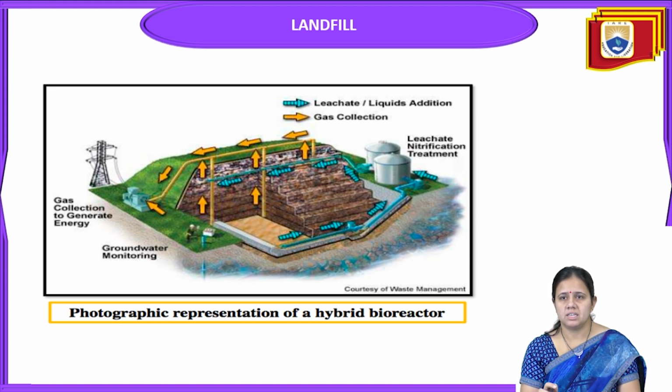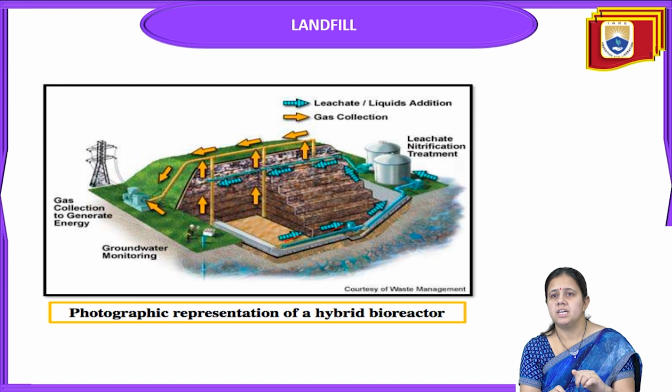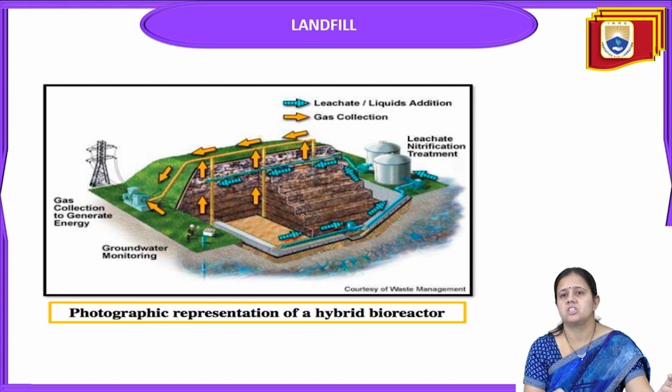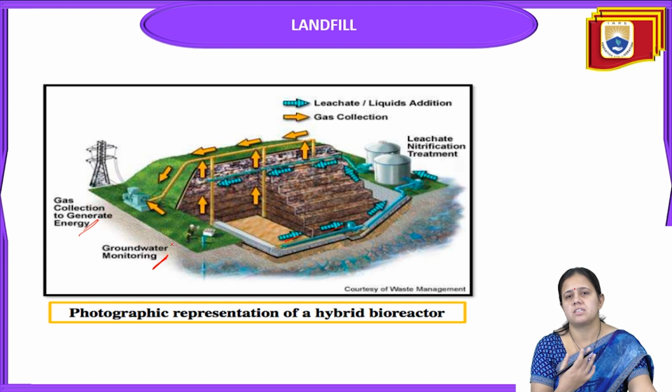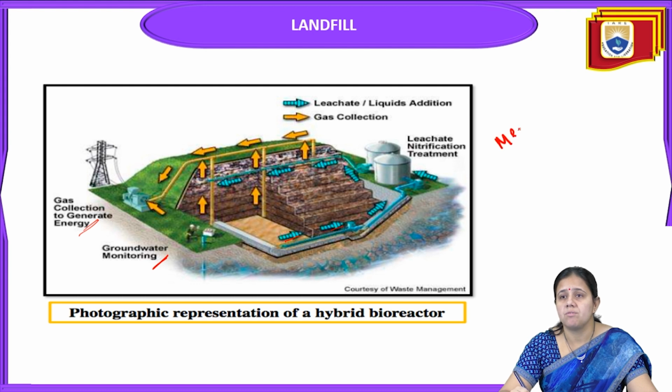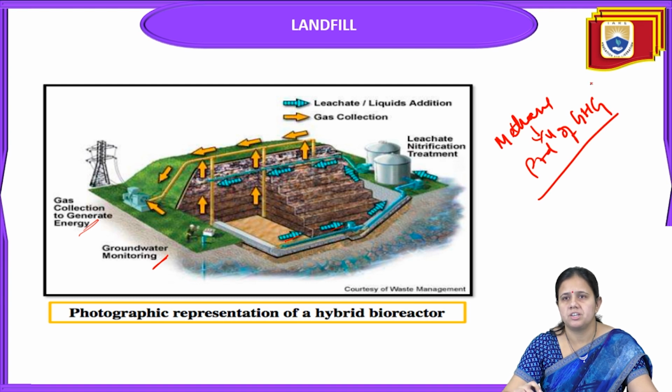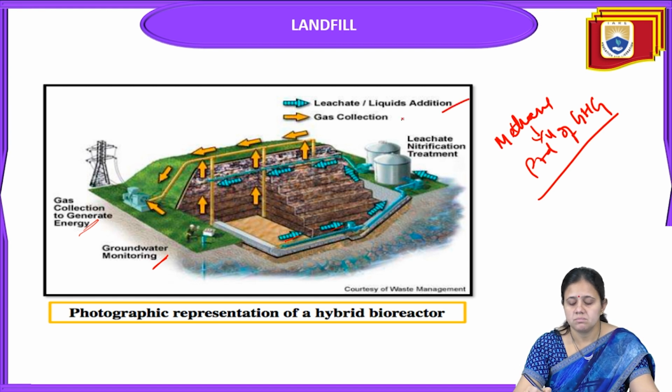You can see that the green color is the leachate generation and liquid addition. The yellow color shows the collection of gas and leachate from the landfill site, and the gas can be used to generate electricity. So methane can be very useful, to avoid the production of greenhouse gas. Methane is generated with some leachate or liquid addition, and yellow is the gas collection.